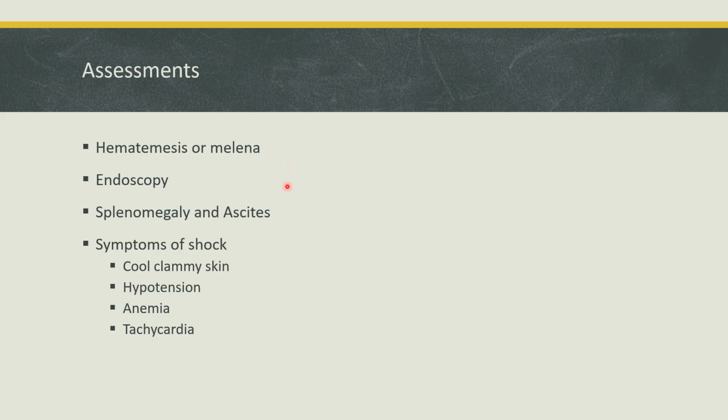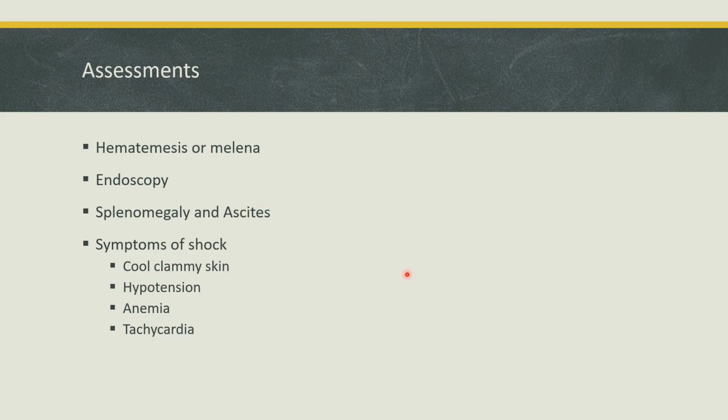So assessments for these patients, we can see hematemesis or melena. They can be vomiting blood, vomiting coffee ground emesis, or we can see dark tarry stools. In esophageal varices, it's almost going to be the dark tarry stools because we're bleeding in our upper GI system, and by the time it comes out in our stool, it is kind of coagulated. We can see it on endoscopy.